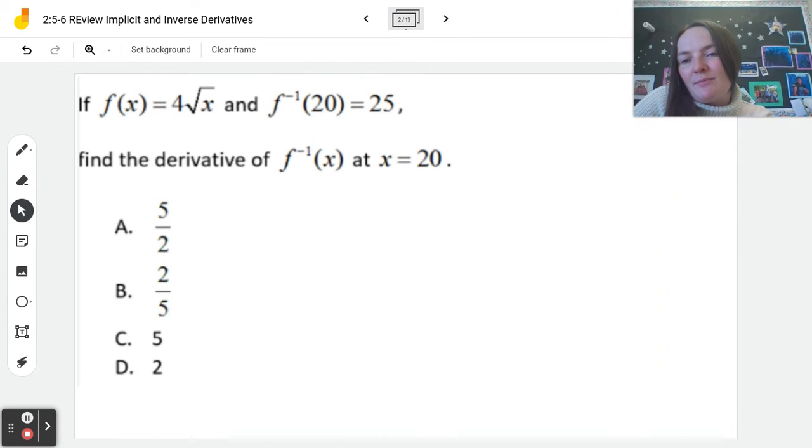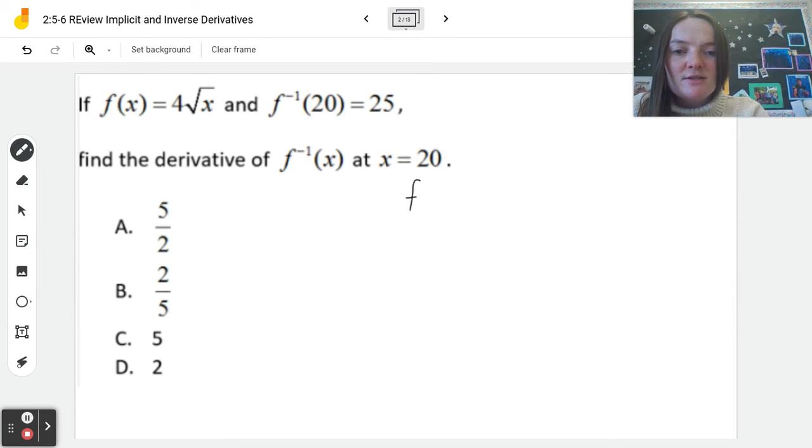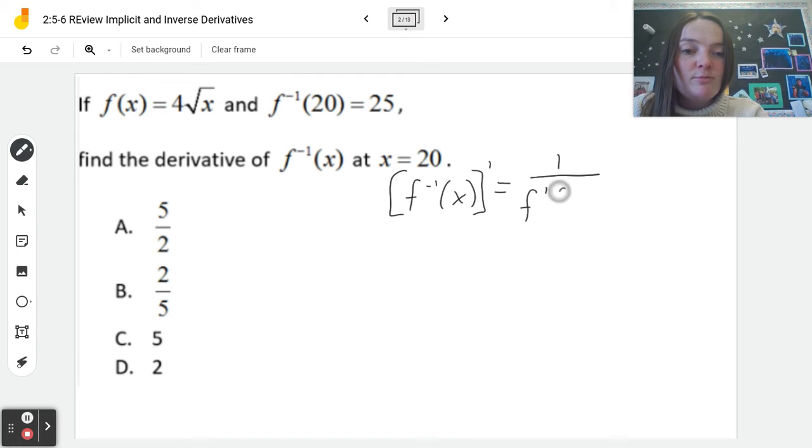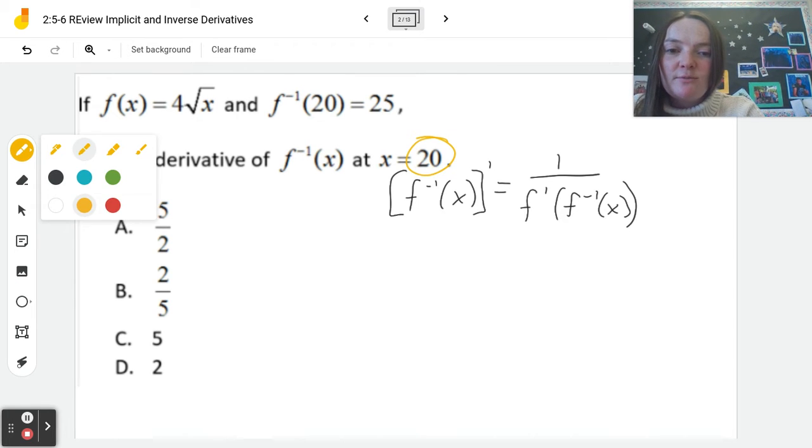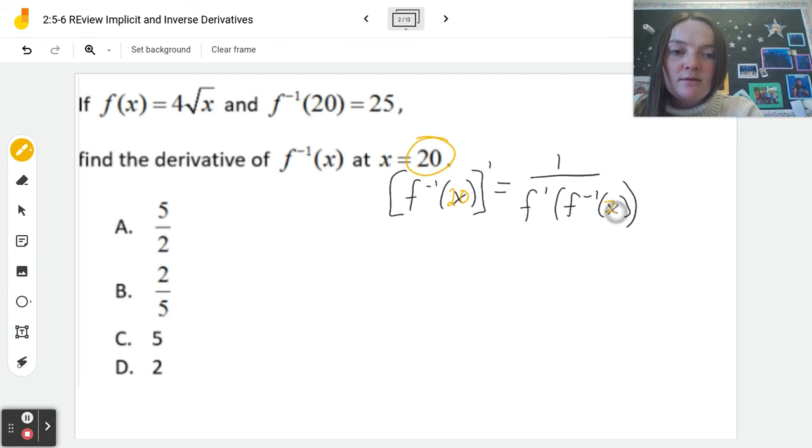Next one, same kind of problem. We know f of x, we know f inverse of x, and it says find the derivative of f inverse. Hopefully this should go a little bit faster now that we're getting the swing of it. We're going to find the derivative of f inverse of x, and specifically evaluate it at 20. Remember that the derivative of an inverse is equal to 1 over f prime of f inverse of x. First thing I want to do is evaluate it specifically at x equal to 20.